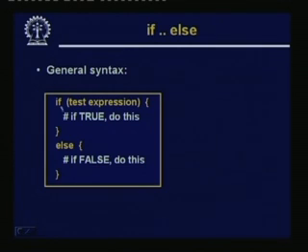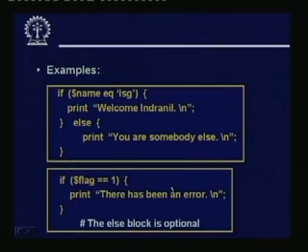The general syntax is if within bracket some test expression within quote, else within quote. So, this is identical to the syntax of C. Some small examples, but there is some small difference, as this example will tell you. The first example, here we are comparing a variable with a string using the comparison operator EQ, whether this is equal to ISG. If it is so, then we are printing a welcome message, else we are printing some other message.